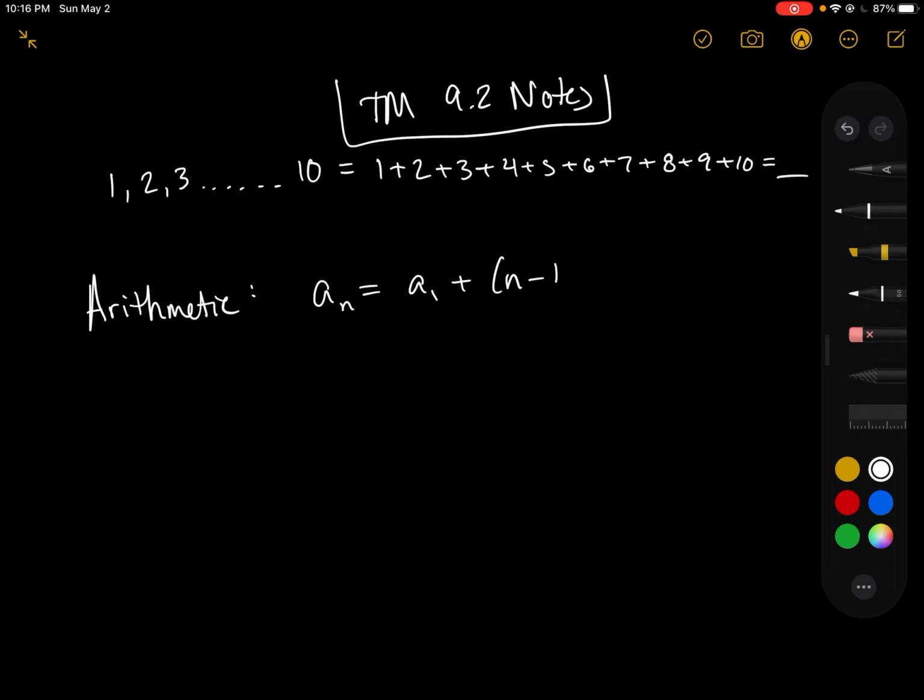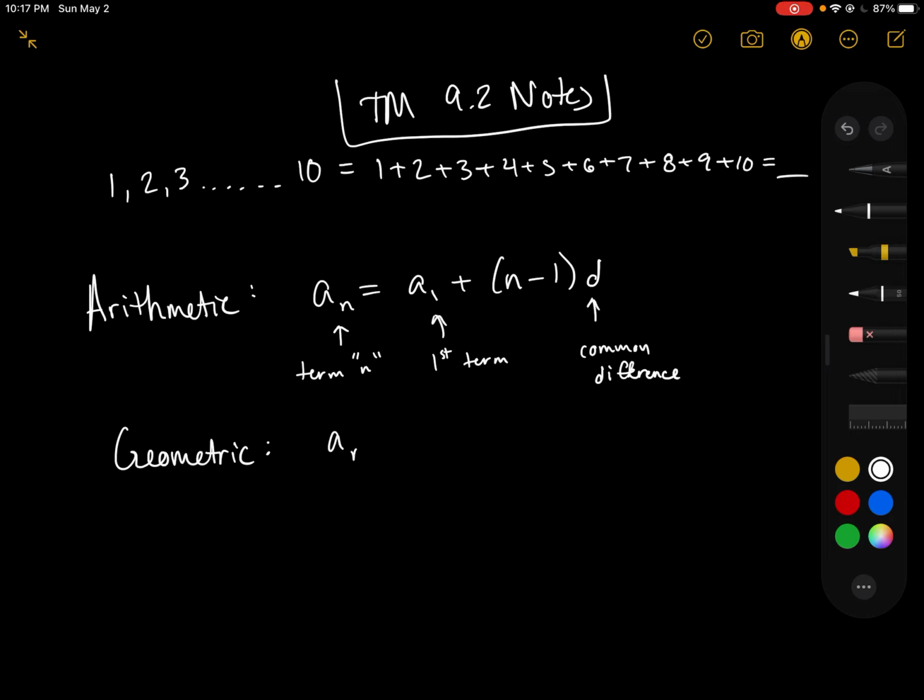So a few things to remember from last video. Our formula for an arithmetic sequence term, so any given term, is the following. So this is term n. This is our first term. N is just n, and then d is our common difference.